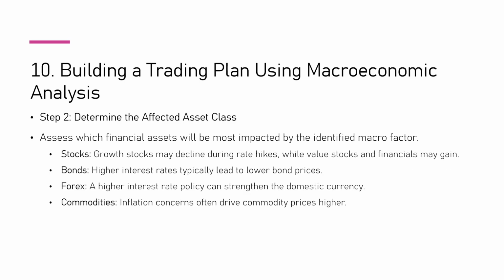Once traders identify the dominant macroeconomic factor, the next step is determining which asset classes will be most affected. For example, growth stocks may struggle during rate hikes, while value stocks and financials could benefit. Higher interest rates generally push bond prices lower, while strengthening the domestic currency and forex markets. Inflation concerns, on the other hand, tend to drive commodity prices higher, making assets like gold and oil attractive.